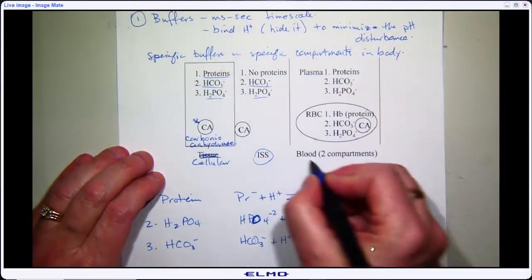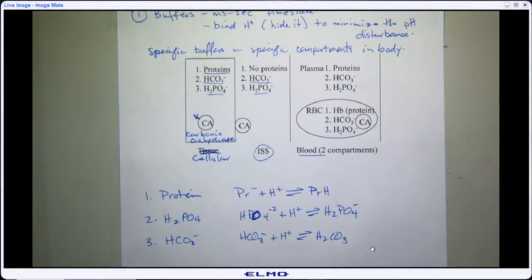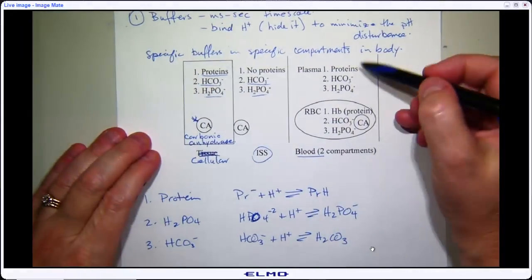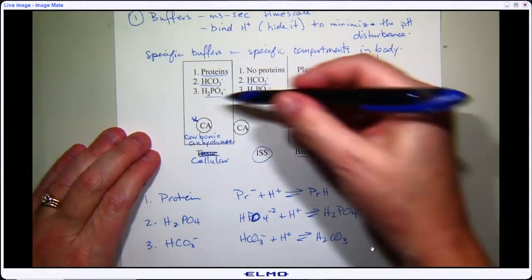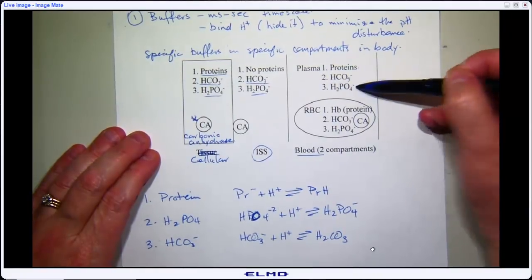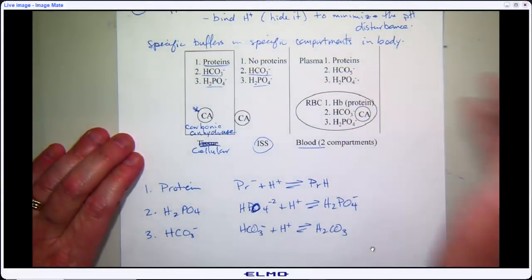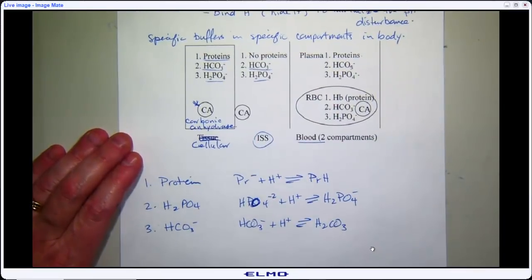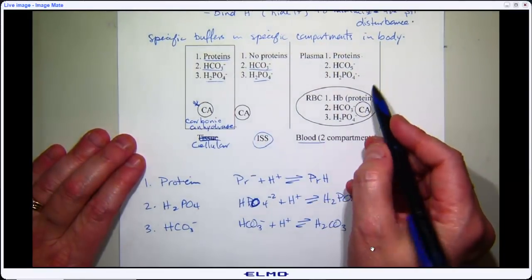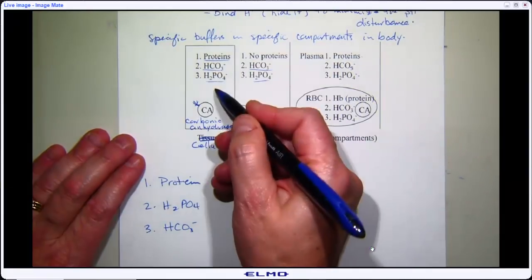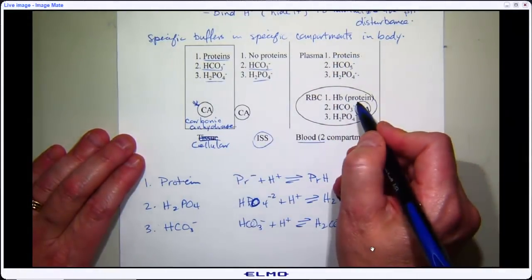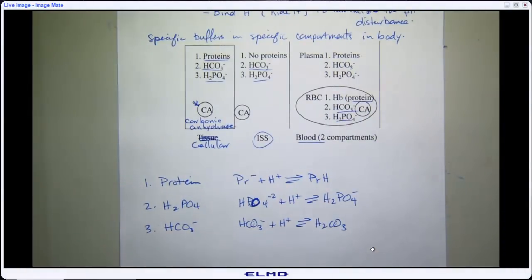In our blood space, think about our blood compartment. There are two compartments within the blood compartment, right? There's the plasma compartment and there's the red blood cell. Okay, and they each have different tools. The plasma has, like the cells, proteins, bicarb, and phosphate, but no carbonic anhydrase. So the carbonic acid equation shifting is a little bit slower up here. And our red blood cell has everything that other cells have in them, proteins, bicarb, and phosphate.